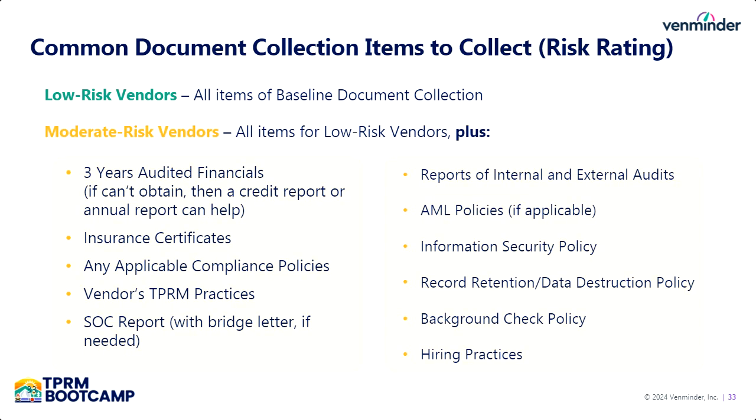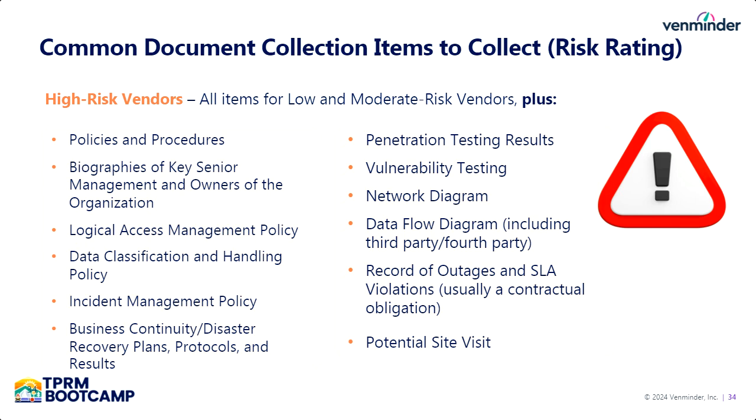Now, as the risk increases, maybe we're at a moderate risk level. We start looking at things like financials, really collecting their insurance certificates, looking at appropriate compliance policies, and we start looking at how they manage their third parties. We might start investigating their SOC reports and investigating their audits, really diving into their information security policies, record retention, background checks, and hiring practices. Again, as that risk is increasing, we're collecting more information and we're being really specific to the risks that are present.